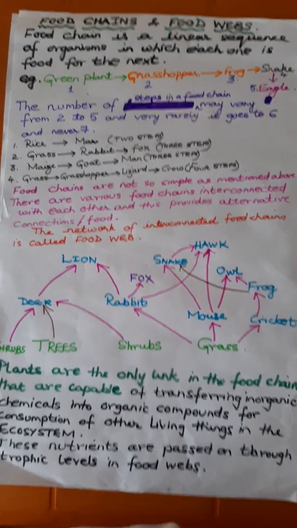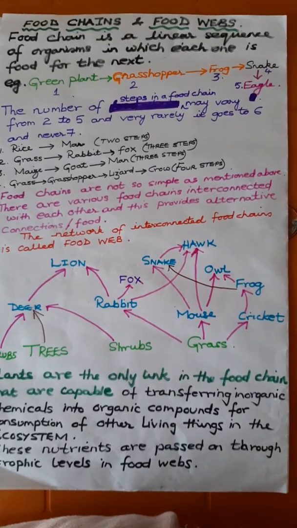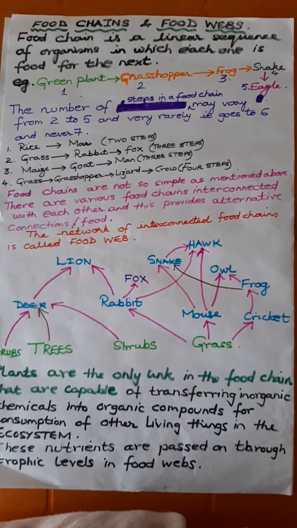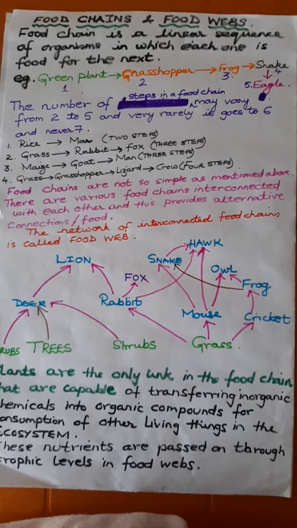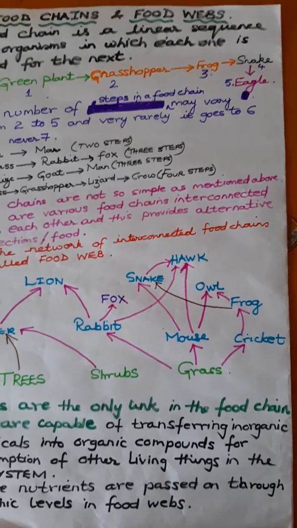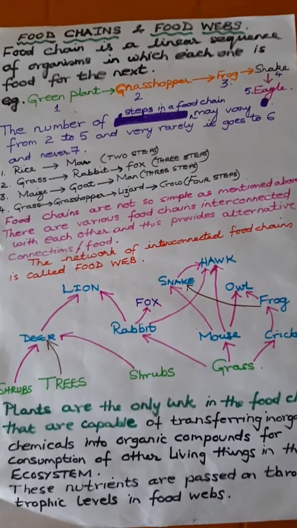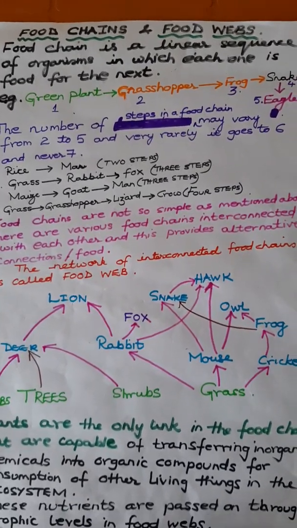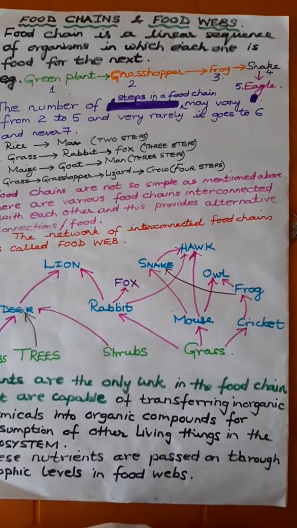Hello, children. We have been doing the ecosystem and we have already finished the producers, the consumers, the different trophic levels. Then we did the biotic and the abiotic factors in the ecosystem. And today we will proceed with food chains and food webs. Now, what is a food chain, and what are food webs and how do they function? Okay, today we shall do that.